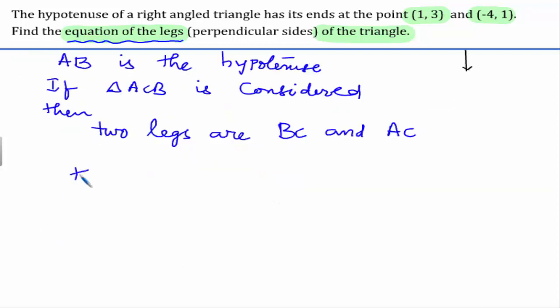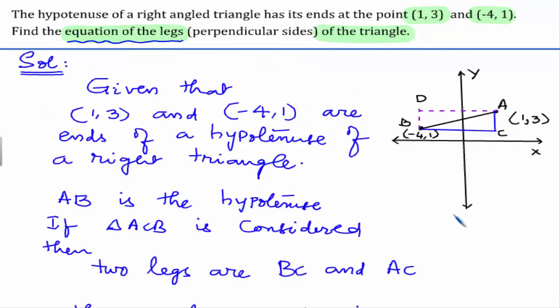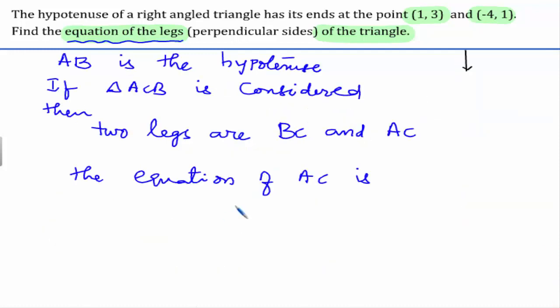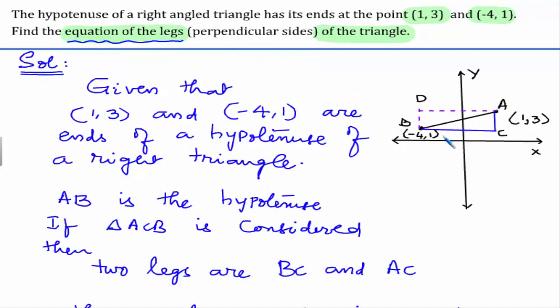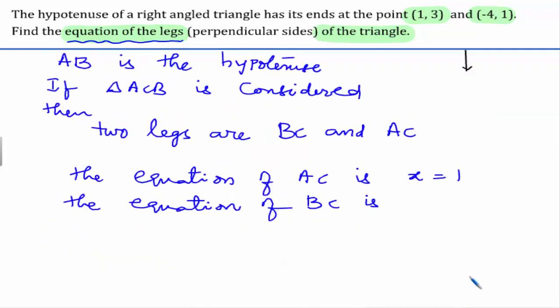Now the equation of AC, you can see here AC is parallel to the y-axis, therefore the equation of AC is x is equal to 1, and the equation of the other leg, which is BC, and this BC is parallel to x-axis, therefore it is y is equal to 1.